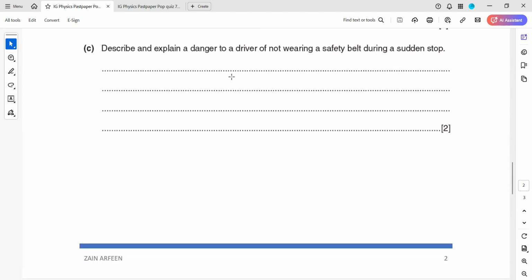Describe and explain the danger to the driver not wearing a seat belt during a sudden stop. What is the danger? The driver can crash into the windscreen because of his inertia. That is the same answer as in the marking scheme. Try to write in your own words. What will happen? The driver will move because of his inertia. As a car without a seat belt, he will hit the windscreen.